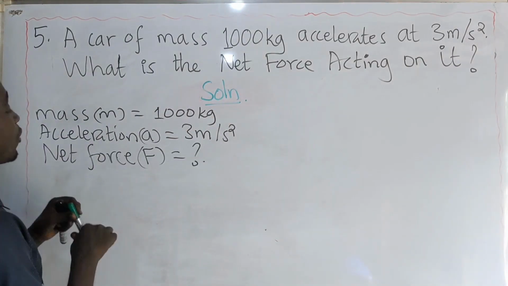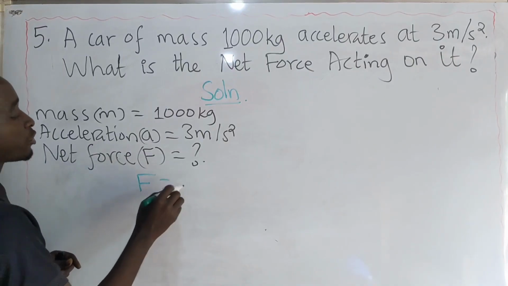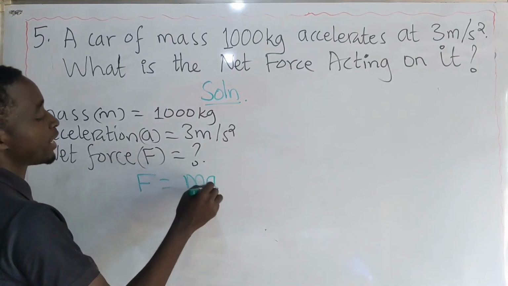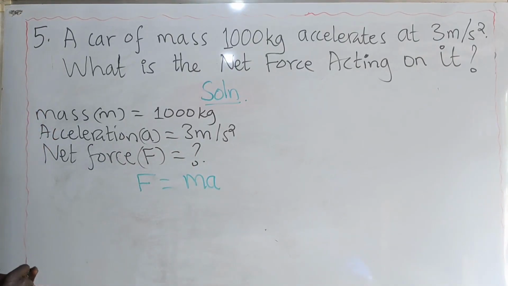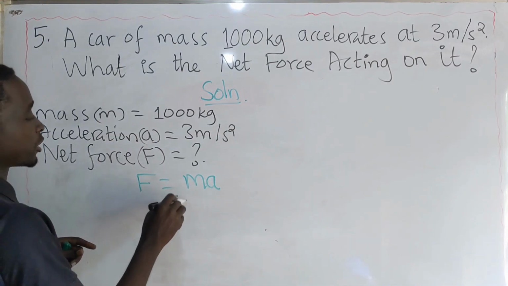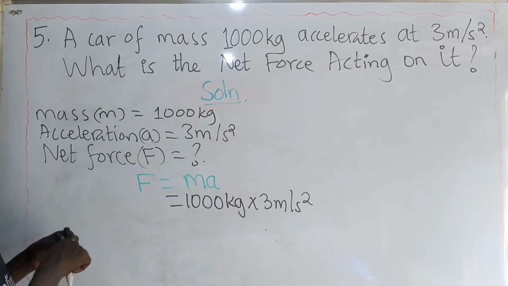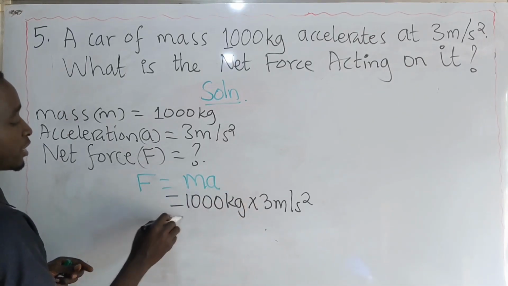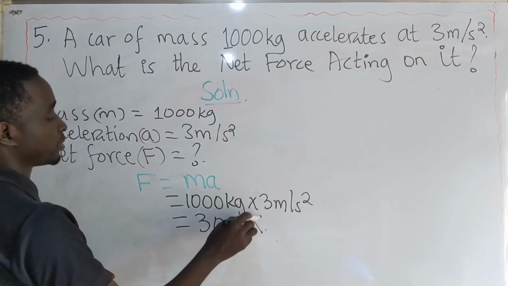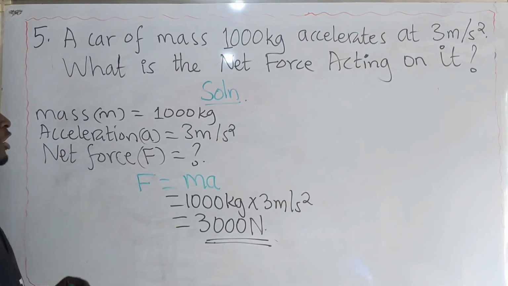We have said that according to Newton's second law of motion, net force F is equal to mass times acceleration. Now, our net force here will be equal to 1,000 kilogram times 3 meters per second square. When we take 1,000 times 3, we get 3,000 Newton. Now, the net force acting on this car will be 3,000 Newton.